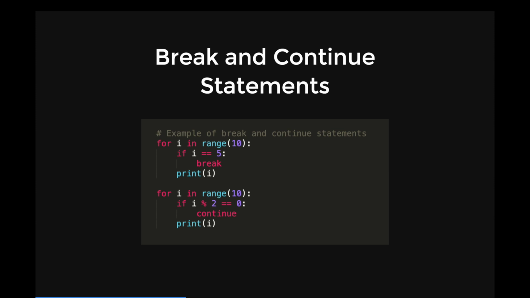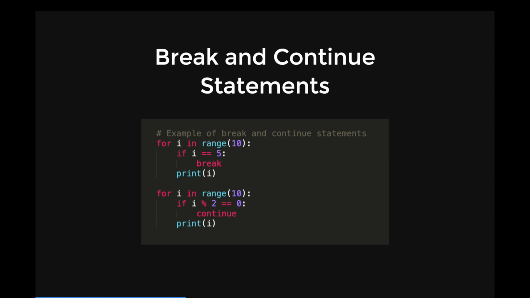For example, in the first example here, the loop is terminated when i equals 5 using the break statement. In the second example, the continue statement skips printing even numbers, causing only odd numbers to be printed. So if you run through step by step, first I'm saying for i in range of 10, which is values up till 10. If i equals 5, I break, or else I print the i value. I break and get out of the loop. So it will terminate when the value is 5, even though I'm setting the range up till 10.